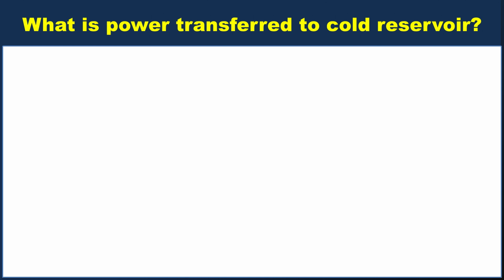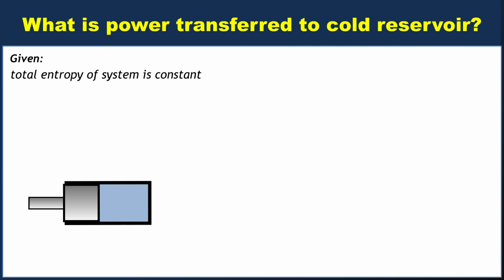In this example, we'll practice entropy balance in a closed system. So imagine that we're given a process for which the total entropy of the system is held constant. There are such processes, and we'll be able to evaluate one now. I'm going to represent it as a piston, but of course we don't need to know the details of the piston process or anything like that.